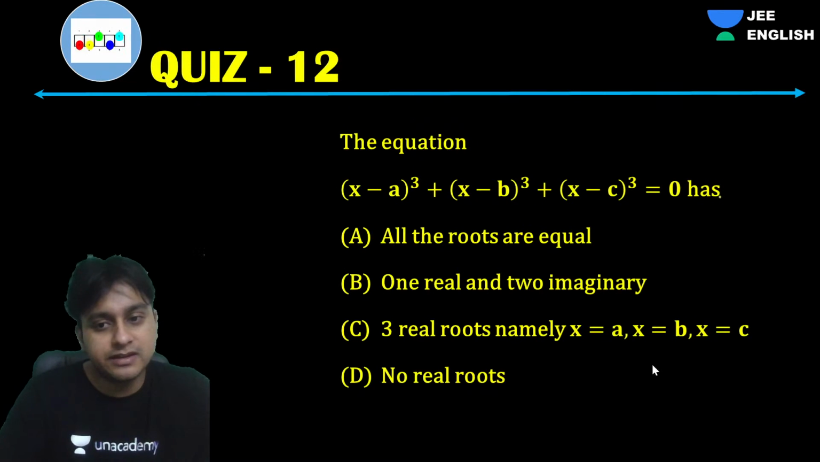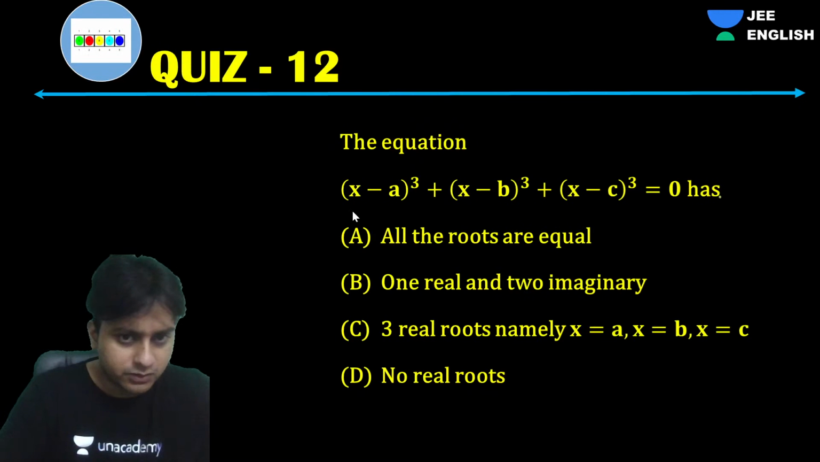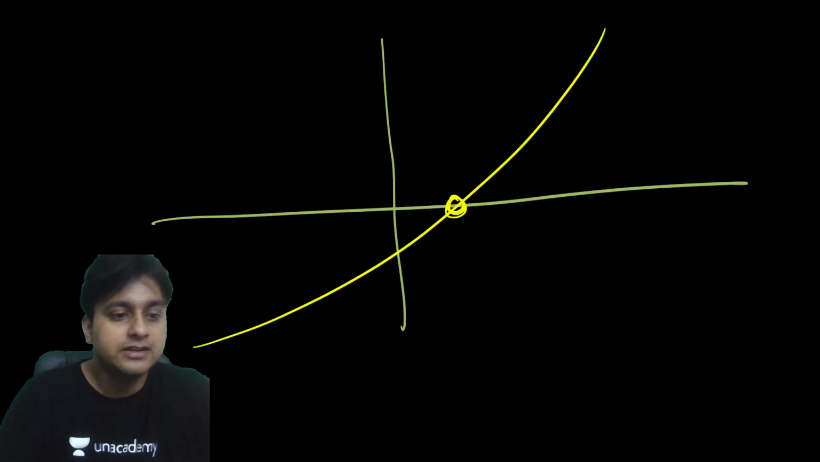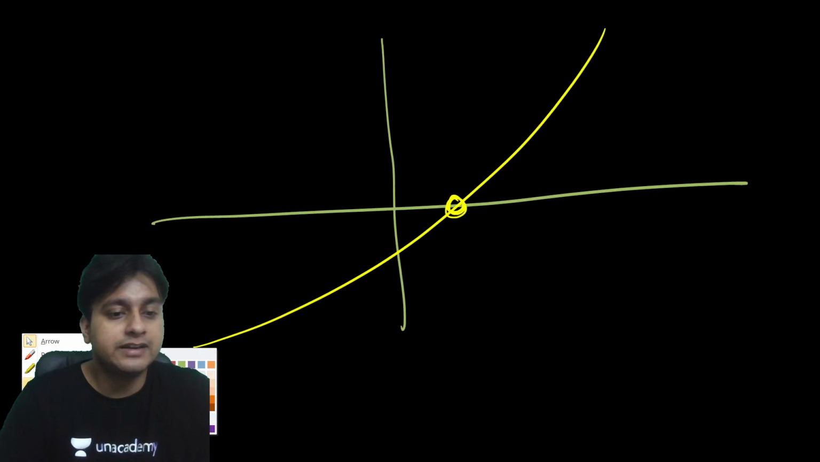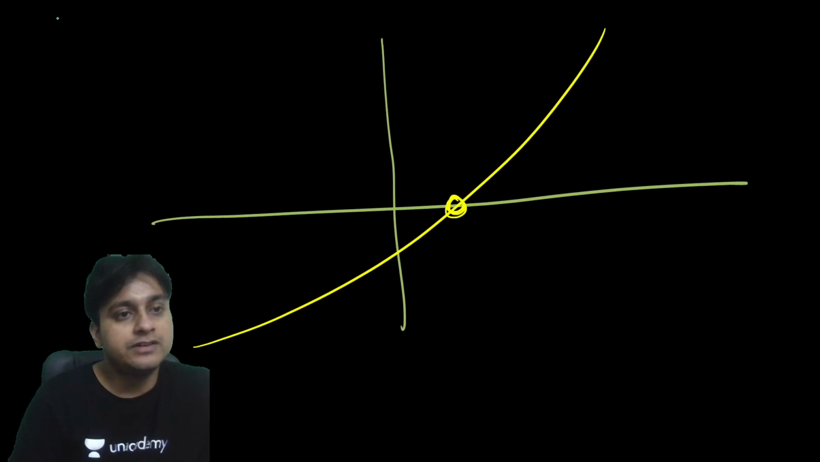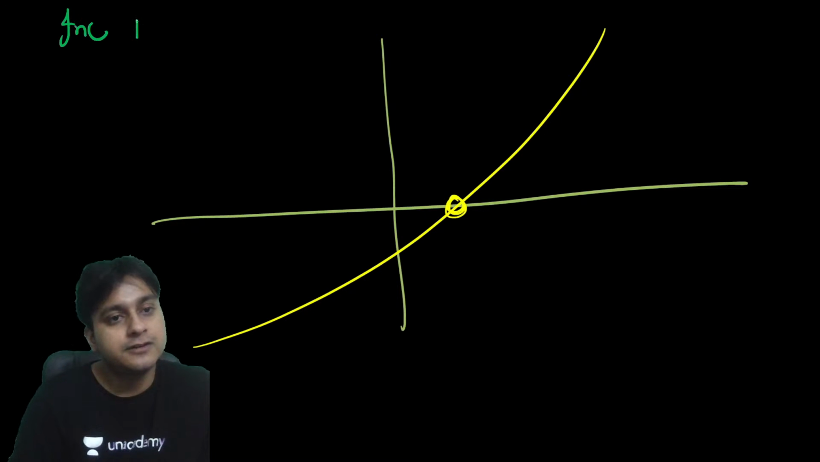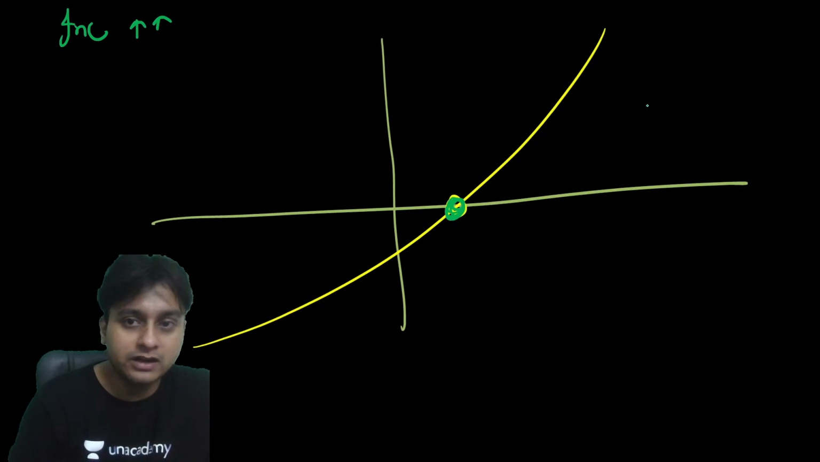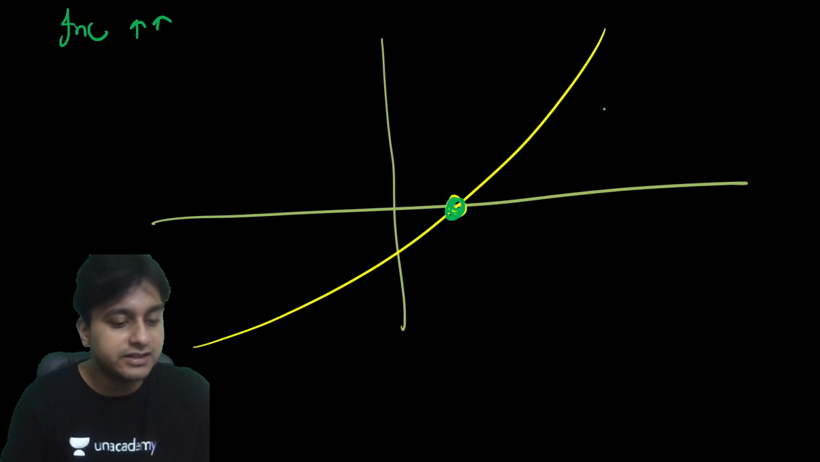How can a, b, c satisfy? No, right? When you put x as a, this will be 0, but these two won't be 0. When you put b, this middle will be 0, but the others can't be 0, right? So, guys, when the curve is thoroughly increasing, the curve is monotonically increasing. Here what we say is it is an increasing curve. Guys, what will happen? It will cut the x-axis only once. So only one real root, and others will be imaginary, right?